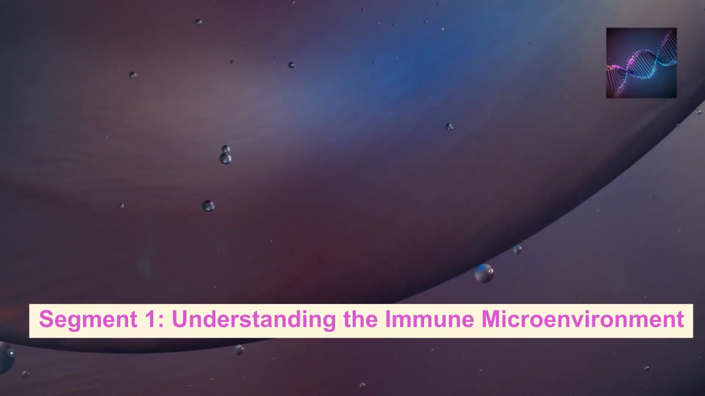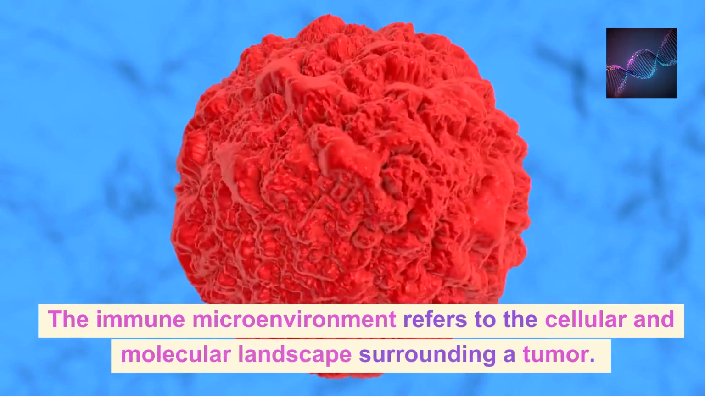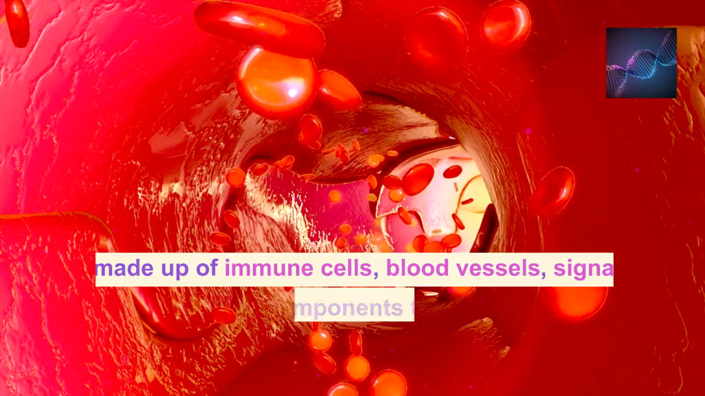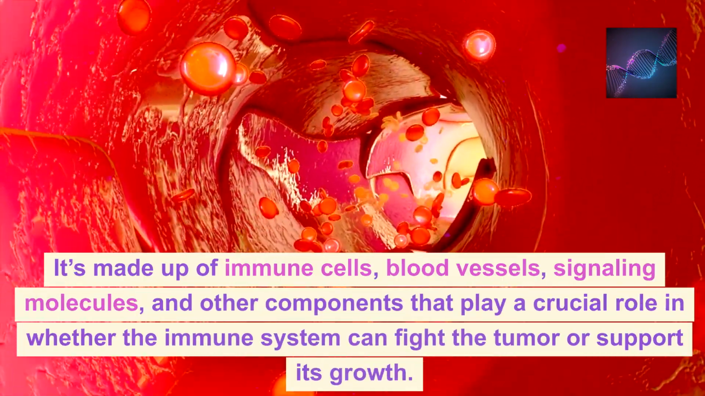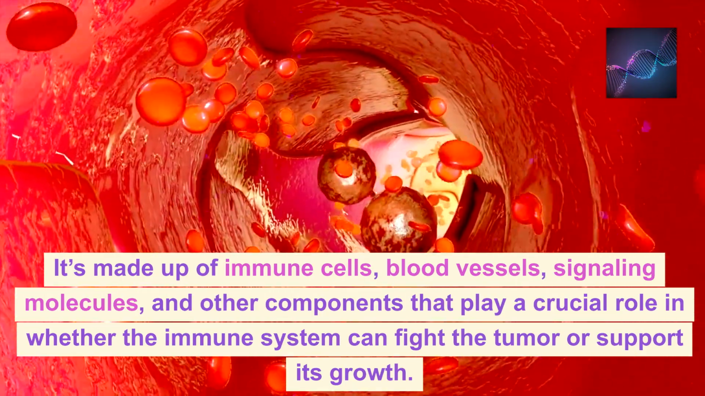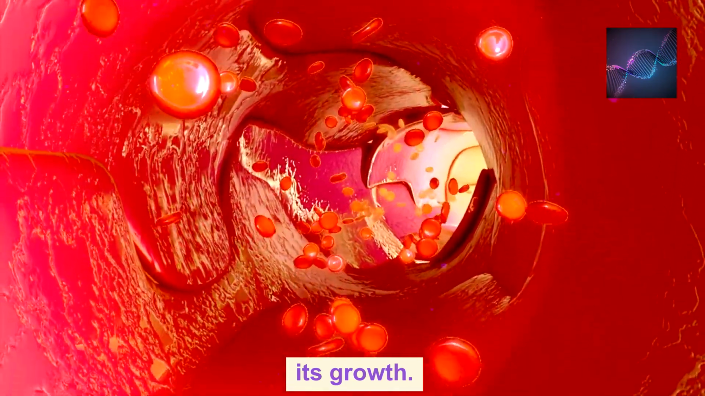Segment 1. Understanding the immune microenvironment. The immune microenvironment refers to the cellular and molecular landscape surrounding a tumor. It's made up of immune cells, blood vessels, signaling molecules, and other components that play a crucial role in whether the immune system can fight the tumor or support its growth.